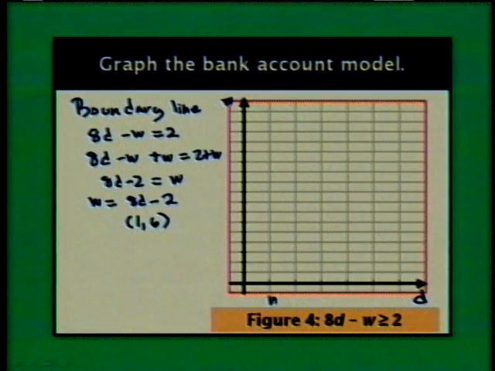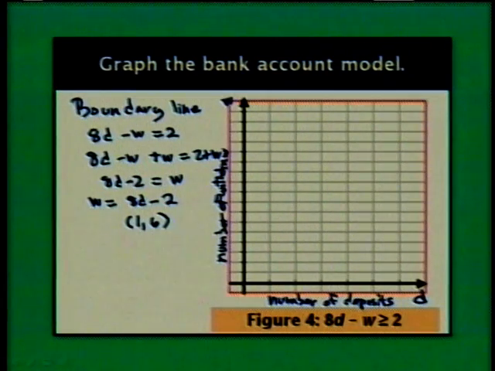So this is the number of deposits. Almost takes longer to label these graphs than it does to actually draw the line. Number of withdrawals. In this problem, I think I'm just going to use a scale of 1 for the number of deposits. So I've got 2, 4, 6.